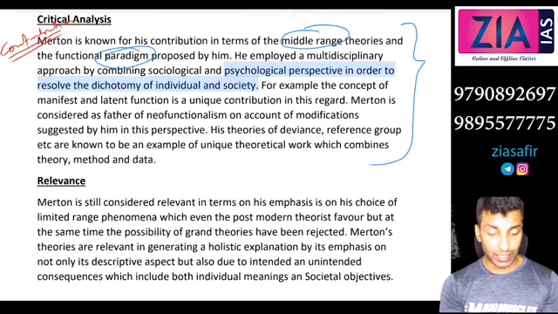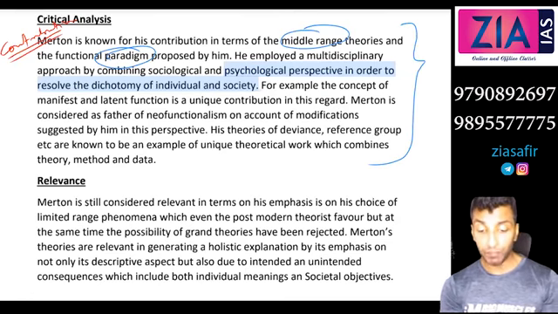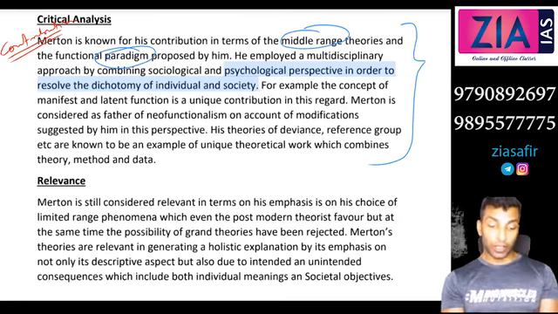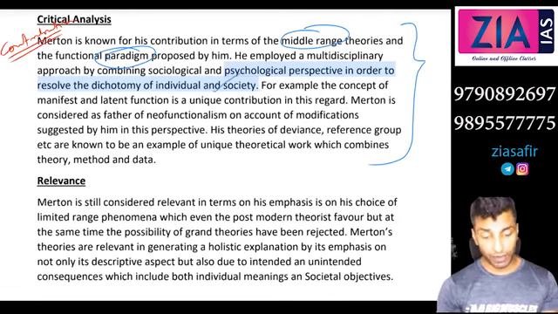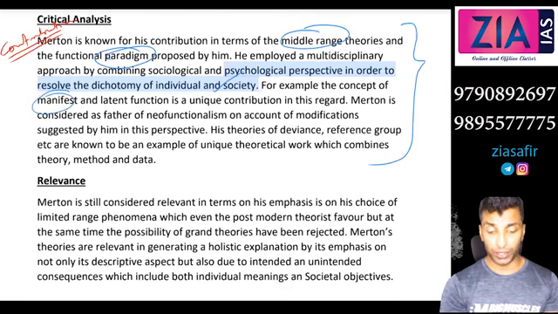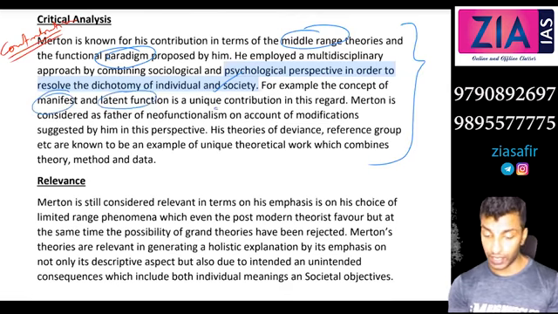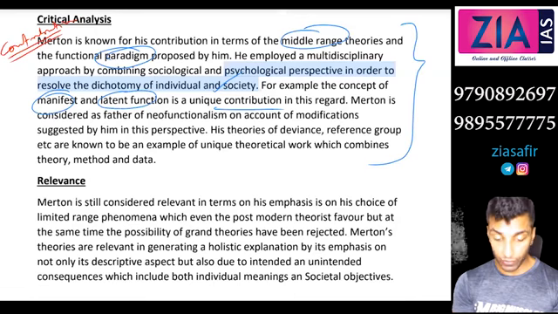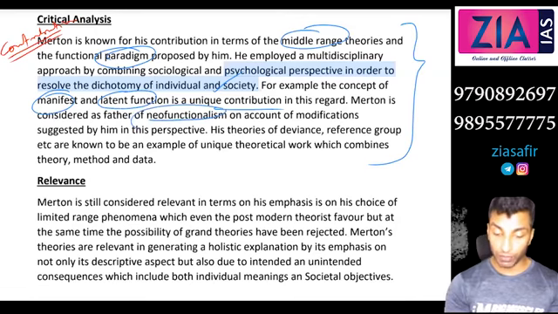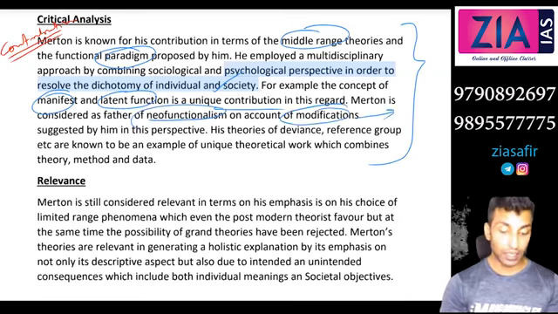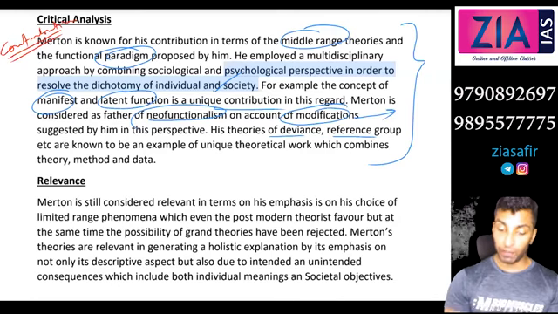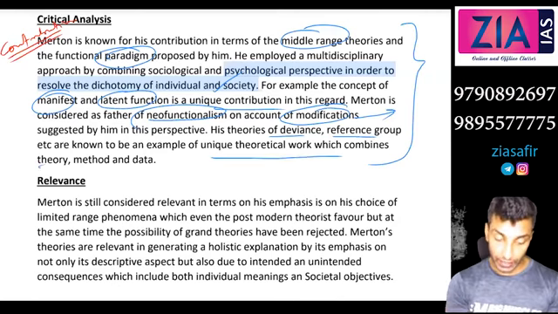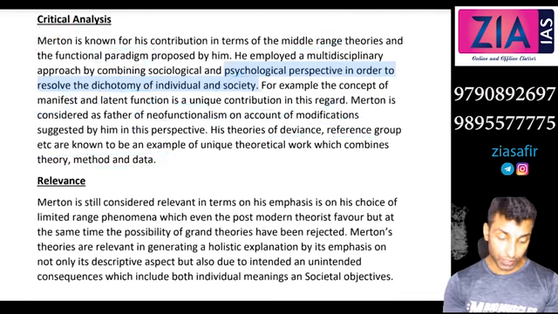He employed a multidisciplinary approach by combining sociological and psychological perspectives in order to resolve the dichotomy of individual and society. For example, the concept of manifest and latent function, which you should be in a position to write, is a unique contribution in this regard. Merton is considered the father of neo-functionalism on account of his modifications. His theories of deviance, reference group, etc. are known to be examples of a unique theoretical framework which combines theory, method and data. So that is a contribution.